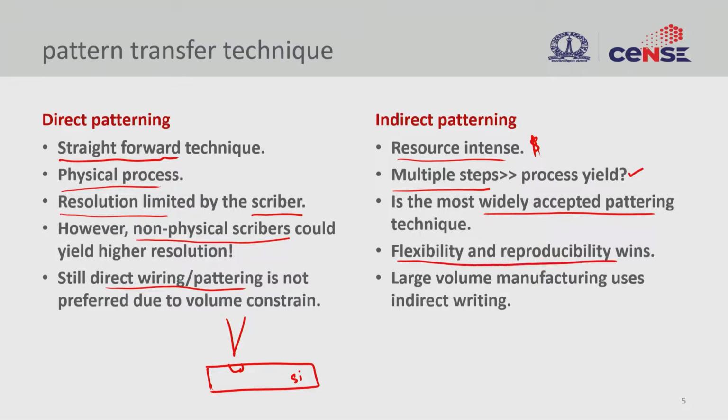The flexibility and reproducibility win over the resources that we need, and also the multiple processing that we have to do. So the reproducibility, which is very, very important in any manufacturing process, actually makes this process win over whatever shortcomings or disadvantages that we listed above. And overall, the large volume manufacturing process, including CMOS or any MEMS processes, uses indirect patterning extensively.